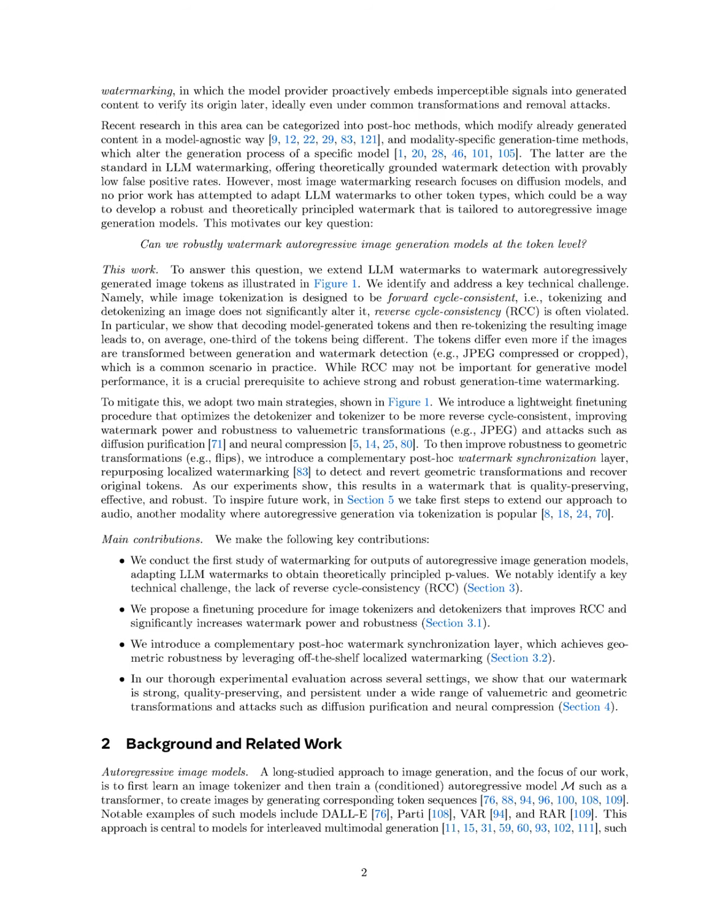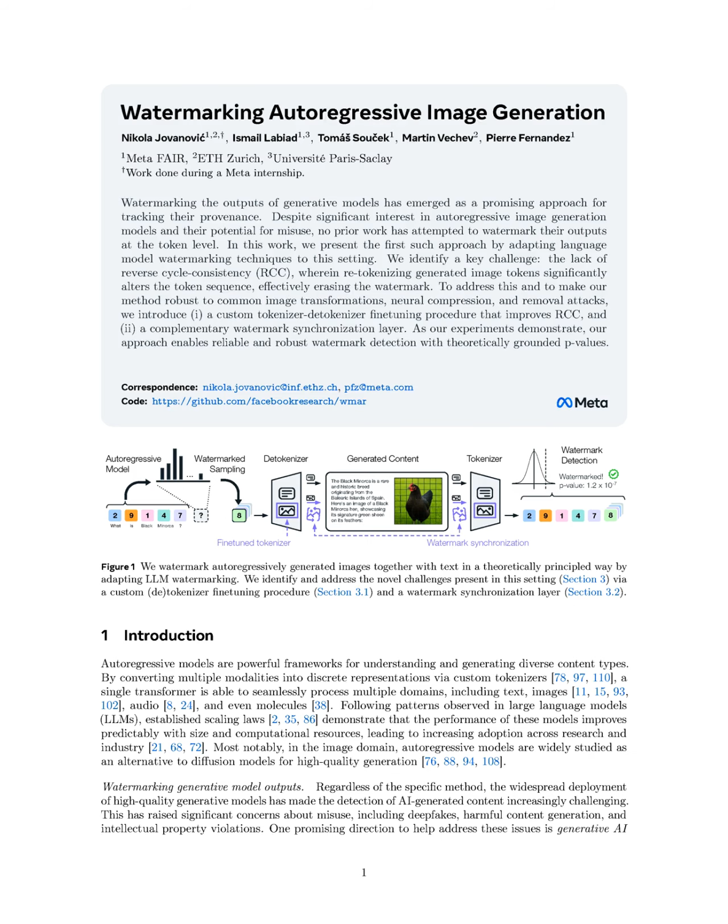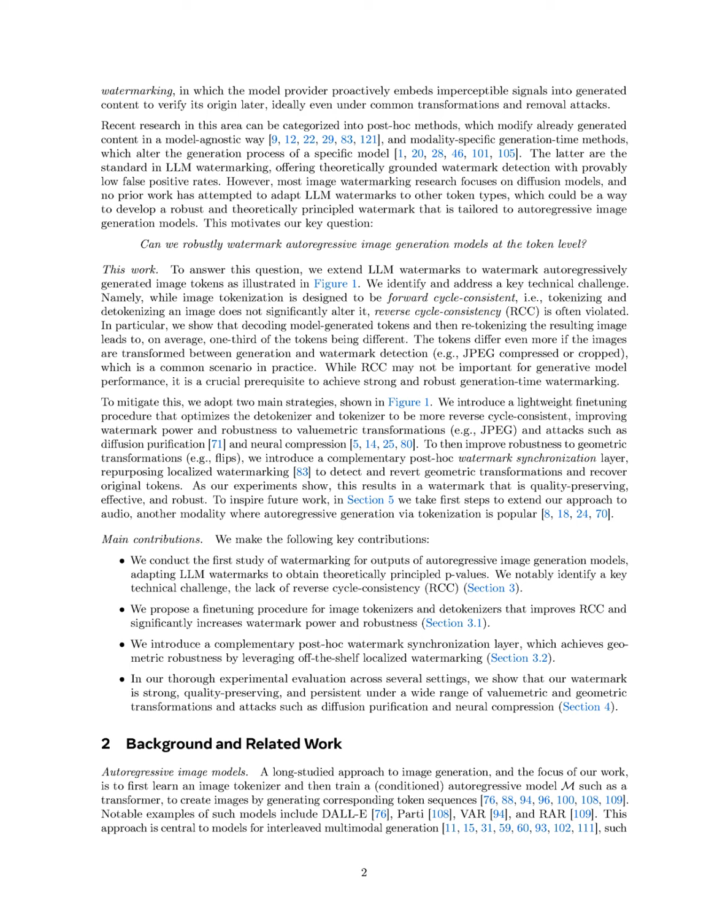Our method specifically aims to address the challenge of low reverse cycle consistency, RCC, in autoregressive image generation models, which can lead to significant discrepancies between generated tokens and those obtained after retokenization of the images. This lack of RCC can result in the loss of watermark information, especially when images undergo common transformations like JPEG compression or cropping. To mitigate this, we propose a fine-tuning procedure that optimizes the tokenizer and detokenizer for improved RCC, thereby enhancing the watermark's power and robustness against various transformations and attacks.